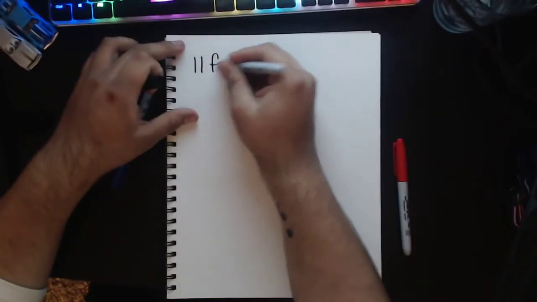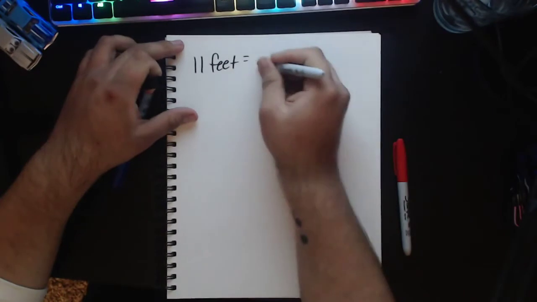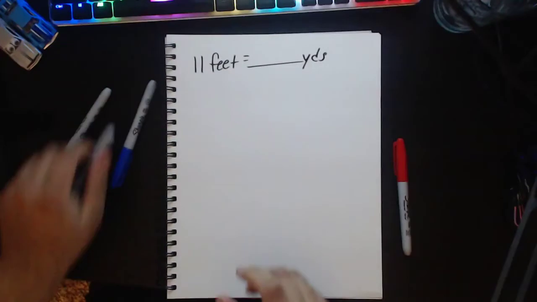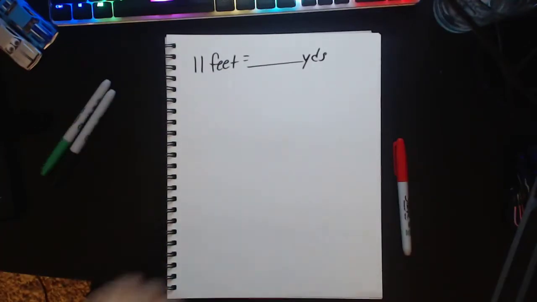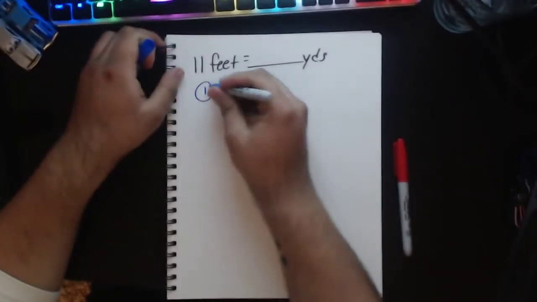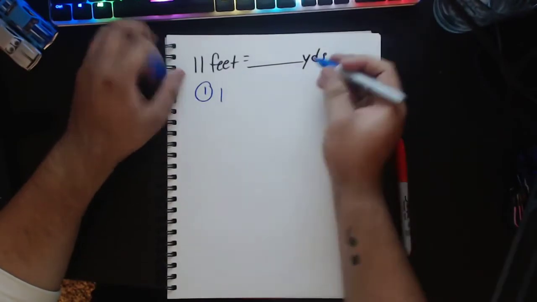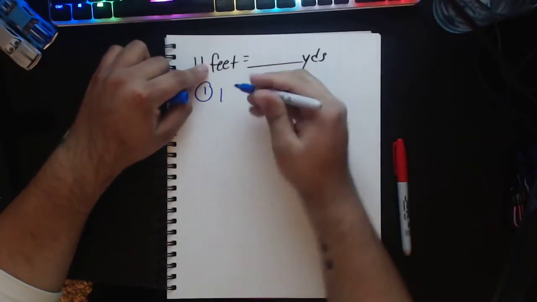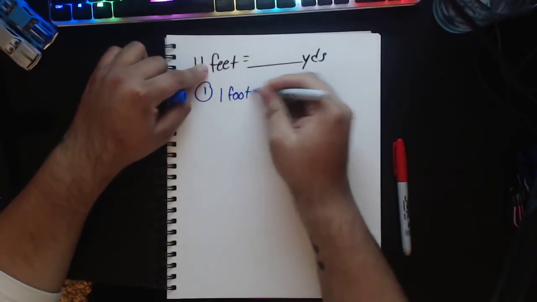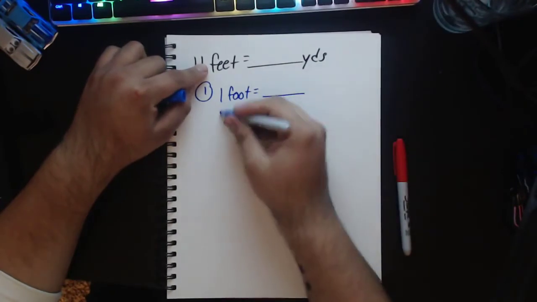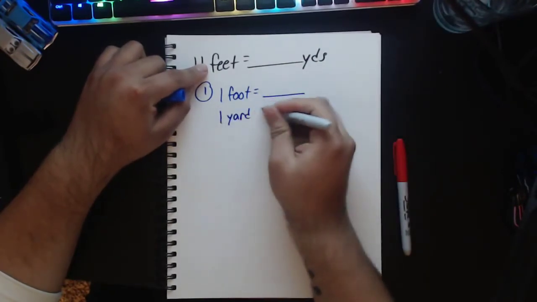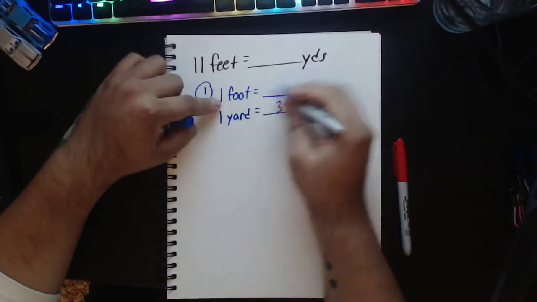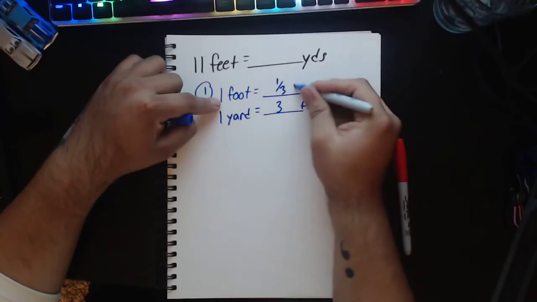We're going to go from 11 feet to yards. Now we can't really break apart the number, so let's write down our key information. Remember, we're going from feet to yards. That's a small unit to a large unit. In 1 foot, how many yards do we have? Well, I know that in 1 yard, I have 3 feet. Well, in 1 foot, I have 1/3 of a yard.